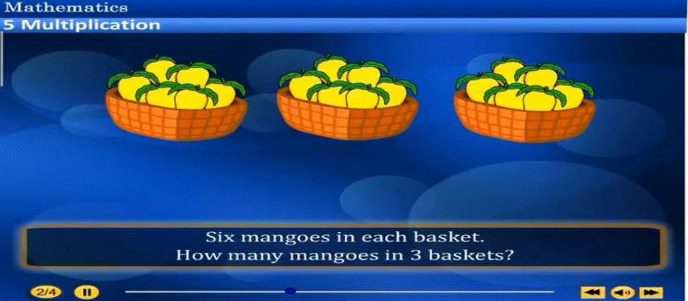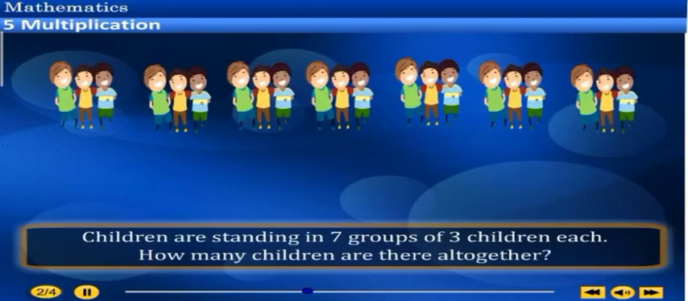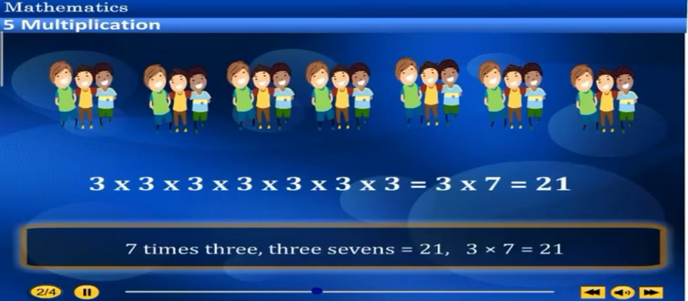6 mangoes in each basket. How many mangoes in 3 baskets? 6 plus 6 plus 6 means 3 times 6. In other words, 6 multiplied by 3 is equal to 18. Children are standing in 7 groups of 3 children each. How many children are there altogether? 7 times 3, 3 sevens. 21. 3 into 7 is equal to 21.